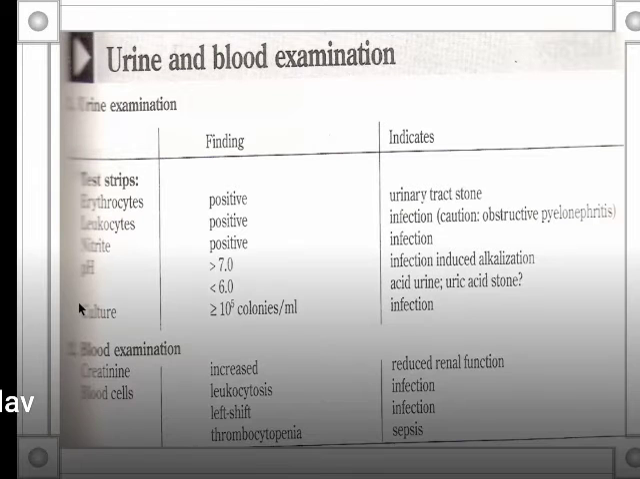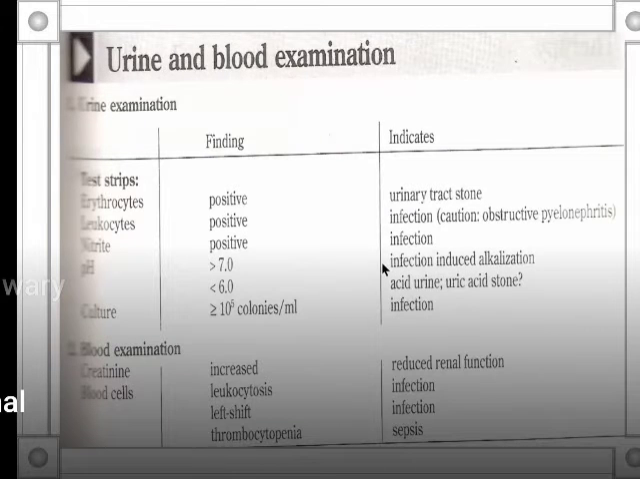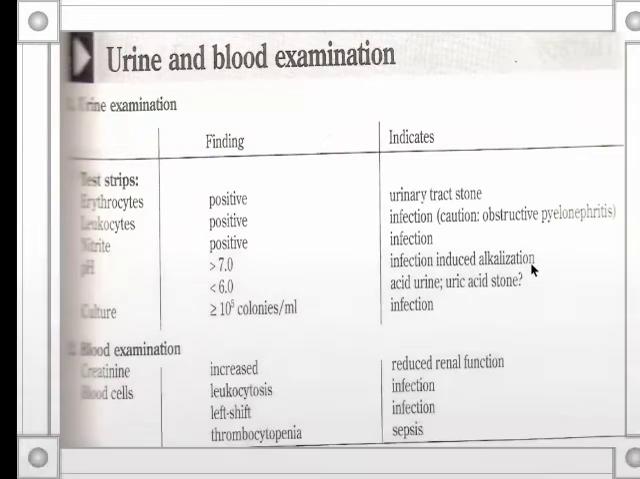And microscopy can also show the pus cells. So pH, if it is more than 7, it means microbes, especially Proteus mirabilis, urea-splitting microbes, cause infection and alkalinization. In these patients, we may have to acidify the urine. If the pH is less than 6, I told you that uric acid stones are formed in the acidic medium. So in these patients, you may have to alkalize the urine.